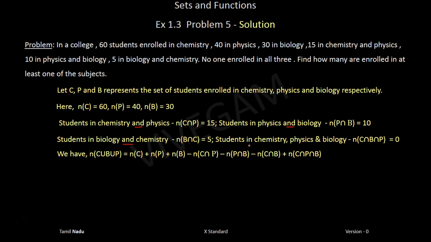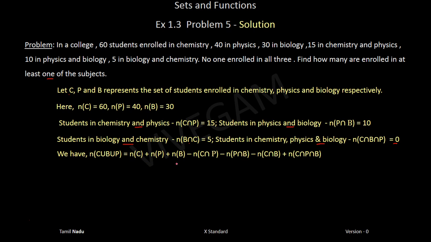Students in chemistry, physics and biology, that is C intersection P intersection B, again all this 'and', is 0 because they say no one is enrolled in all three. Now we have this formula, N of C union B union P, and we are asked to find at least one. At least one means either students are enrolled in C or B or P. So it is union, that is C union B union P, and we are asked to find the number.